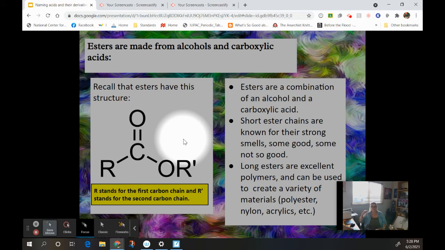Long esters are an excellent polymer. So long esters can be used to make a variety of different materials, kind of like polyester. That's why we get the term polyester, because we've got a chain of esters that have made that fabric. Also, nylons are made from polyesters that also contain amides, acrylics, etc. So this particular molecule is pretty much responsible for the modern fashion industry.